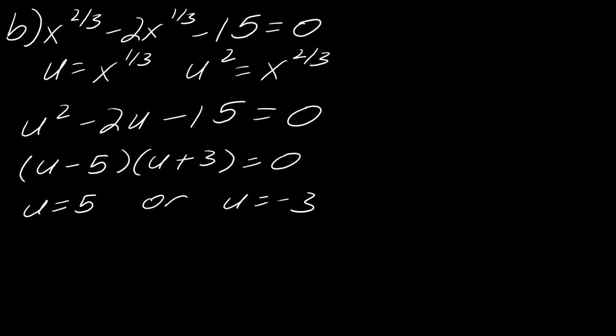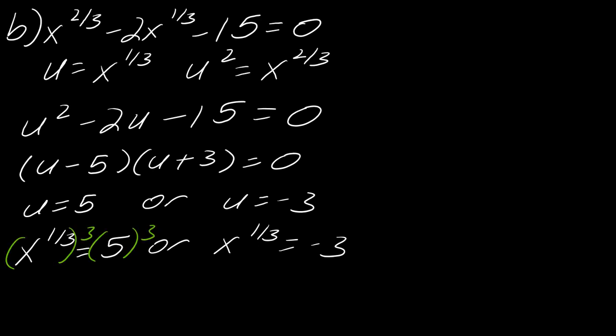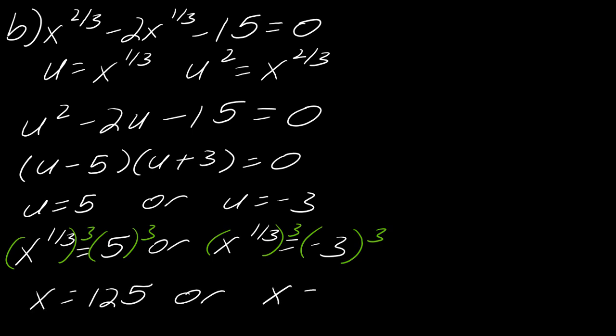Now from here you want to replace the u back with the original substitution, which in this case is u equals x to the 1/3. So I'll make those replacements. This is now x to the 1/3 equals 5 or x to the 1/3 equals -3. So for this particular problem, to finish solving for x, now I have to cube both sides. So I'm going to go ahead and do this in the green. This will be cubed for each side. And so in the end, I will get x equals 125 or x equals -27.